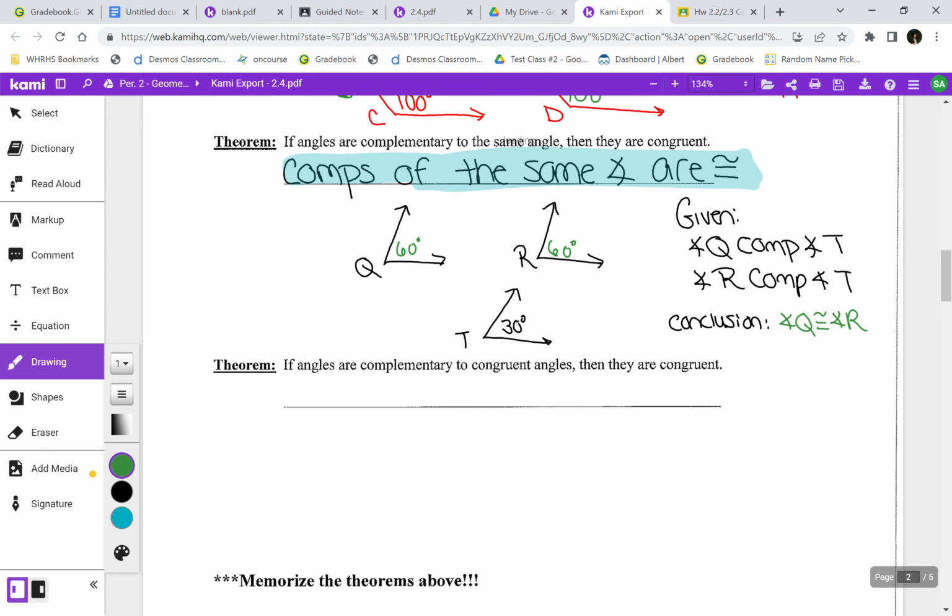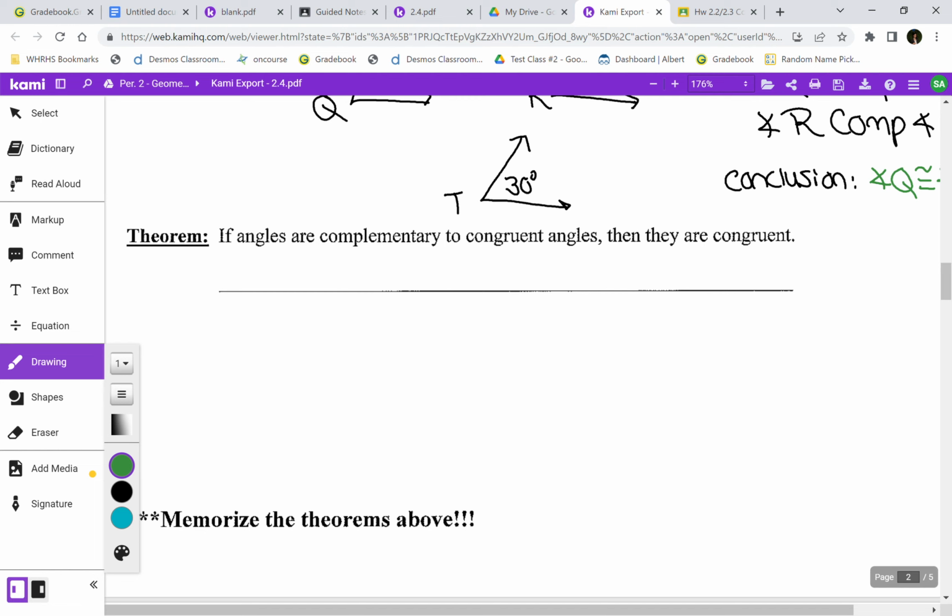All right, and the last theorem that you must memorize. If angles are complementary to congruent angles, then they are congruent. Anybody have a guess on what the shortcut for this is going to be, looking above for what we've done before? Michael? Comps of congruent angles are congruent. You got it. Comps of congruent angles are congruent, and we can absolutely use the symbols.